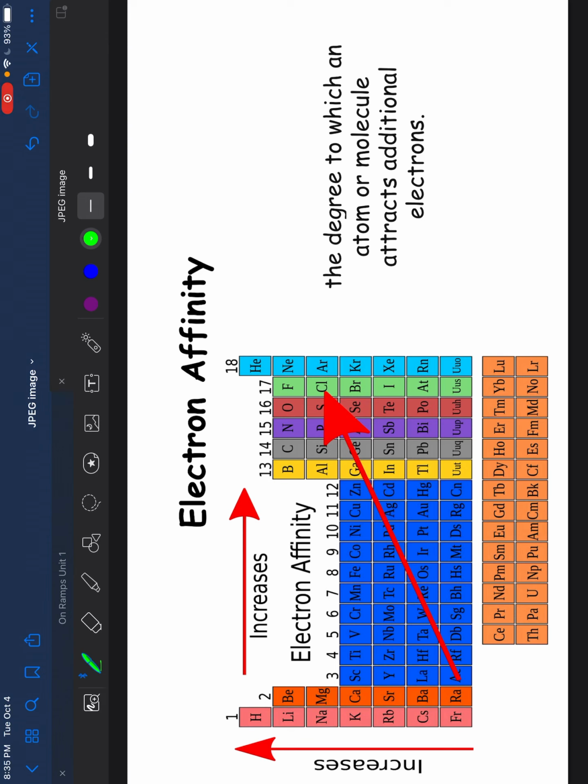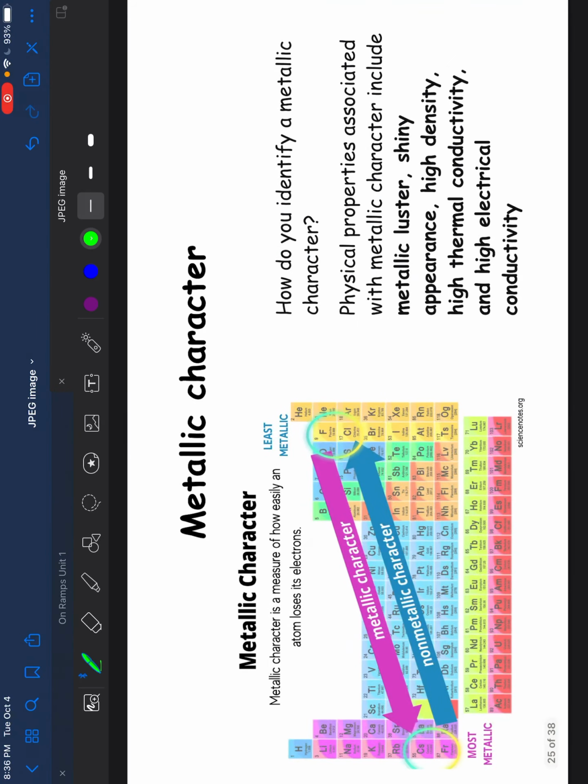Now we're doing electron affinity. Electron affinity is going to be the degree to which an atom or molecule attracts additional electrons. Remember, electronegativity was to attract them in a covalent bond. This is just single electrons. And again, it's going to have the same trend as ionization energy and electronegativity. It's going to increase going up and to the right.